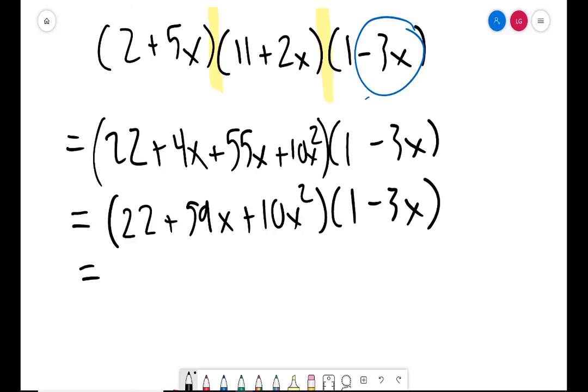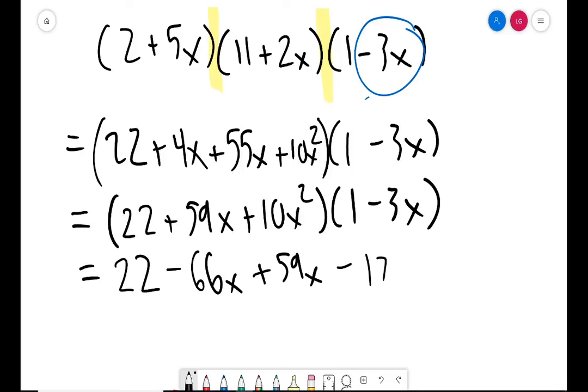Okay, let's see if I can do this in my head here. 22 times 1 is 22. 22 times negative 3x is negative 66x. 59x times 1 is 59x. 59x times negative 3 is minus, I think, 177x squared. And if I've done that wrong, I apologize. I think that's right. 10x squared times 1 is 10x squared. 10x squared times negative 3x is negative 30x cubed.